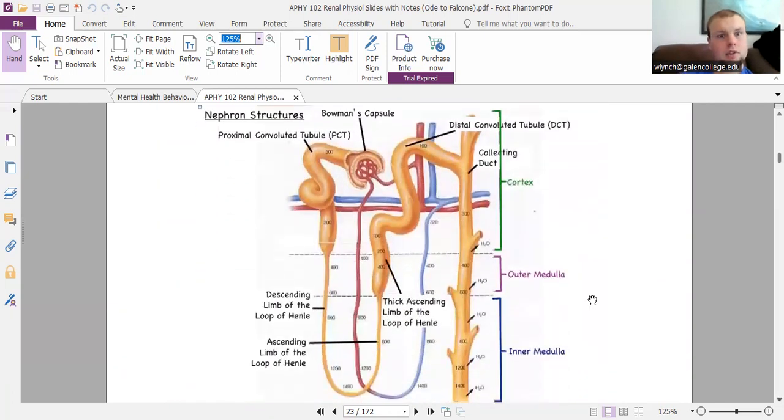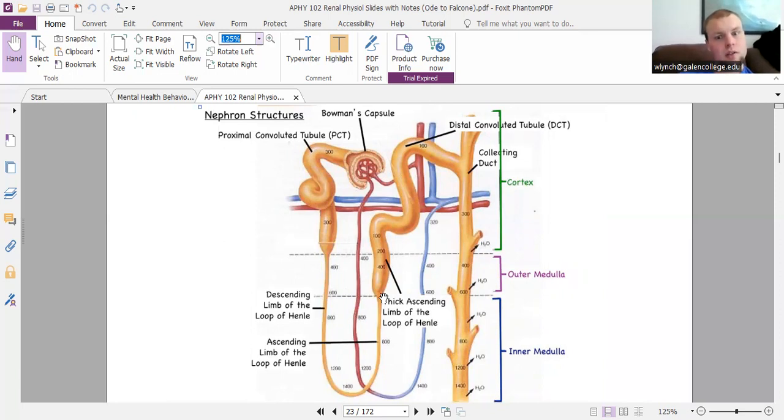All right, so here's the nephron structures. Again, we start with the glomerulus. We start with Bowman's capsule, which is also known as the glomerular capsule. It is receiving blood flow from the afferent arteriole. As that blood is filtered out into the Bowman's capsule space, we now send down the fluid filtrate into the proximal convoluted tubule. After we go through the proximal convoluted tubule, we now go into the loop of Henle. There's a descending portion, and then there's an ascending portion.